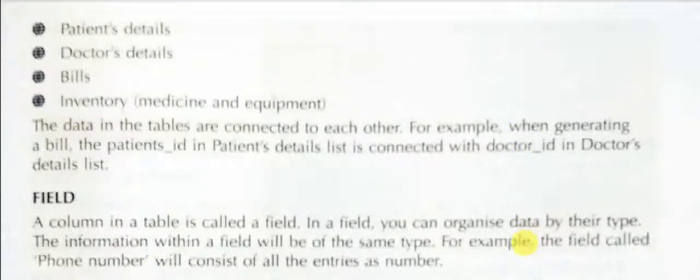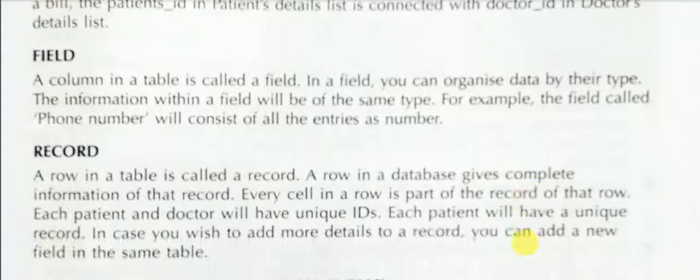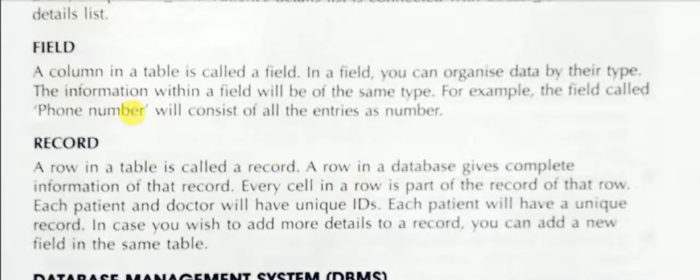Okay, then next, the fields. So what do you mean by fields? So a column in a table is called a field. In a field you can organize data by their type. So we can organize the data by their type. Means what is the type? Like rupees, or there is a name. So the information within a field will be of the same type. For example, the field called phone number consists of all the entries as numbers. So if a field can have only digits, then it can only have digits. It cannot have any characters.